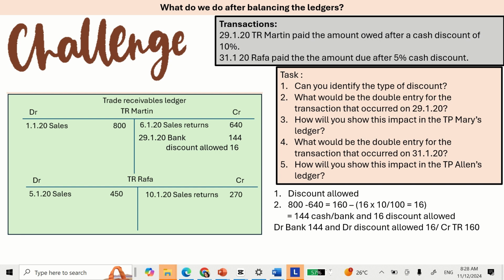Now let's do it for Rafa. Rafa owed you 450 because you made a credit sale, and then there's a sales return of 270.